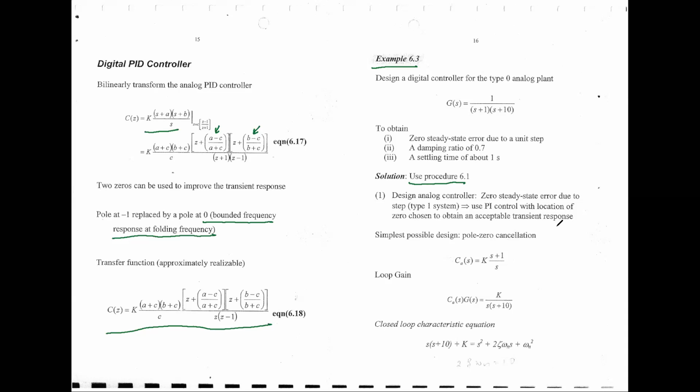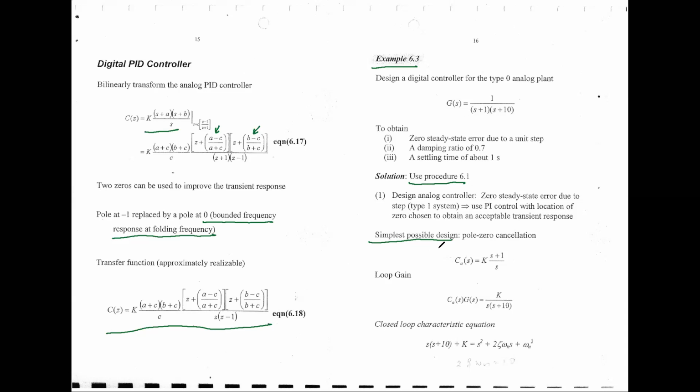So we have to choose the location of the zero because for an analog PI controller, the equation is k times (s plus I) divided by s. So we have to choose the value of I. How do we choose the value of I? It says the simplest possible design is pole zero cancellation. So if you look at the plant equation, we want to eliminate one of the poles here. Let's say we eliminate s plus 1.